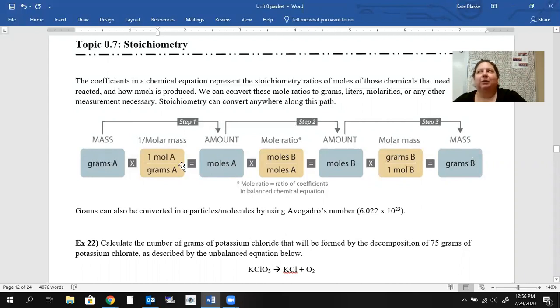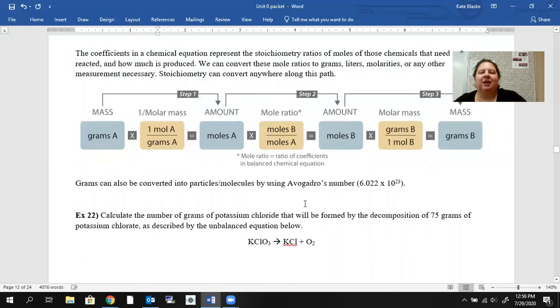Now, we are going to be able to manipulate this some. If we're talking about gases, we have to change it a little bit. If we're talking about solutions, we have to change it a little bit, but it's still the same basic pathway. Also remember that you can swing Avogadro's number into there anywhere if we need to convert into particles or atoms or molecules or ions or any of that sort of thing.